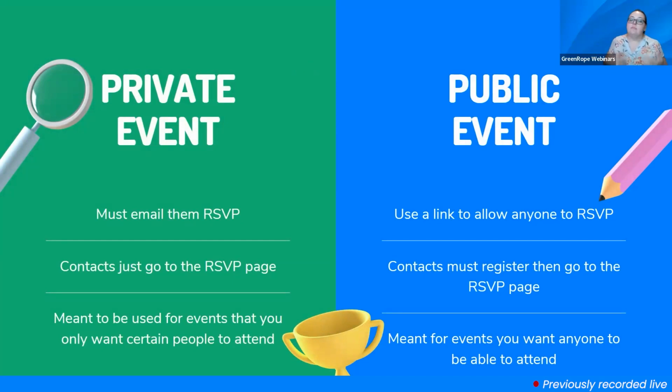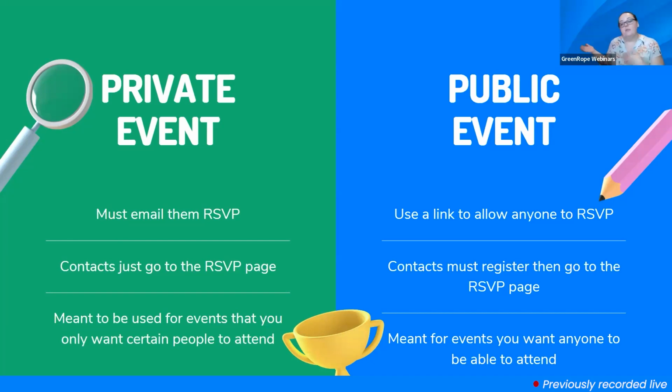For a private event, you must email them an RSVP link of some sort. That could be through that attendee dropdown that I showed you. It could be through a personal email where you use the placeholder. It could be through an email blast that you send to a small group of people. You can send it however you want, but it has to be sent through the system in an email in order for them to RSVP.